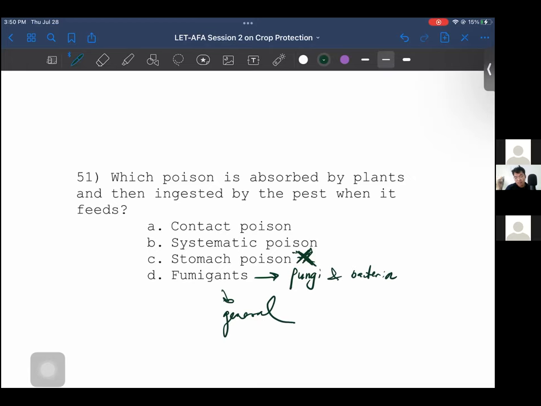The key terms here in this item ay the process. You look at it, absorbed by plants, ingested by the pest when it feeds. Contact poison happens kapag agad-agad dumapo, patay na agad. That's contact poison, from the term itself. Systematic poison is this one. Na-absorb ng halaman, tas kapag kinain ng peste yung halaman na yun, mamatay sila. So that is systematic poison. There is a process along with it. Hindi na siya basta-basta, hindi na siya ganun. So for this item, the answer is systematic poison.